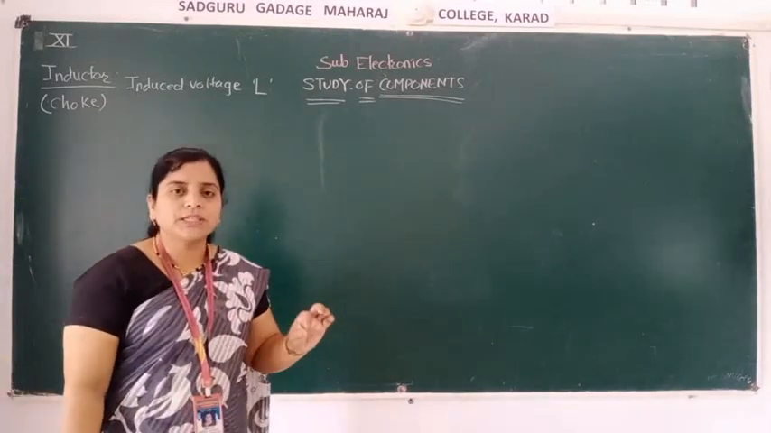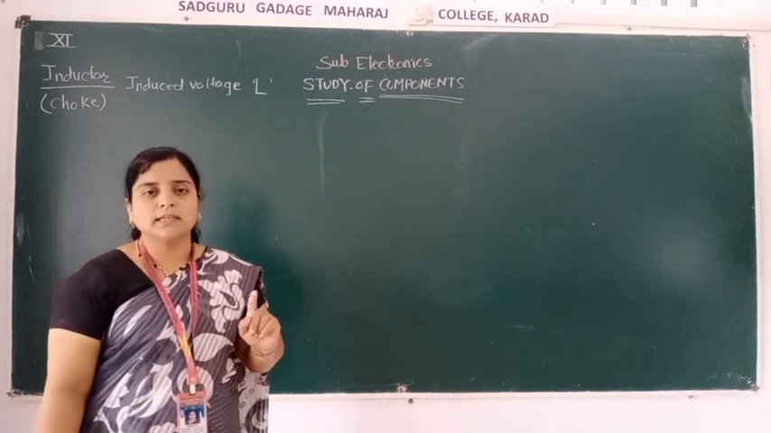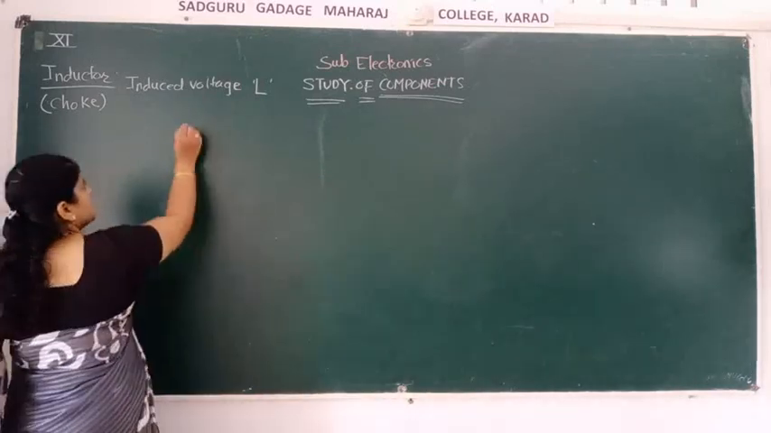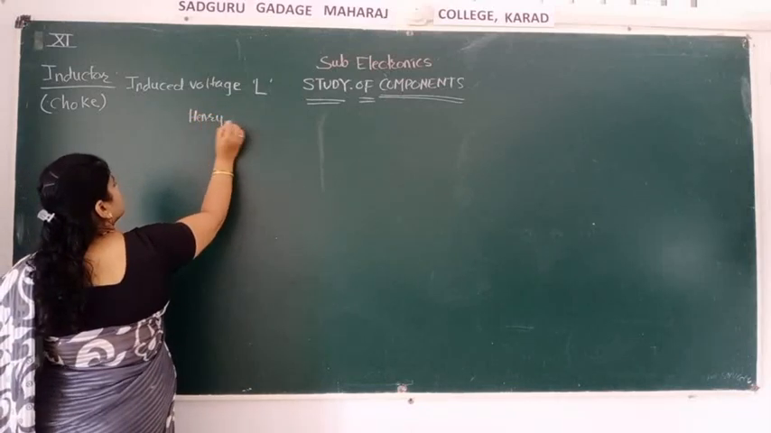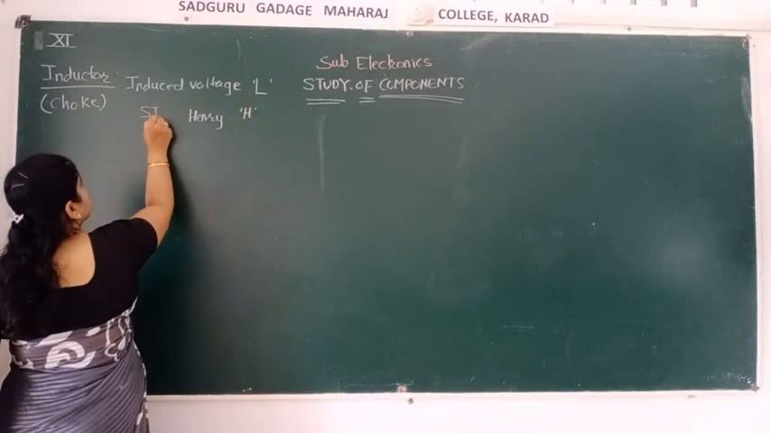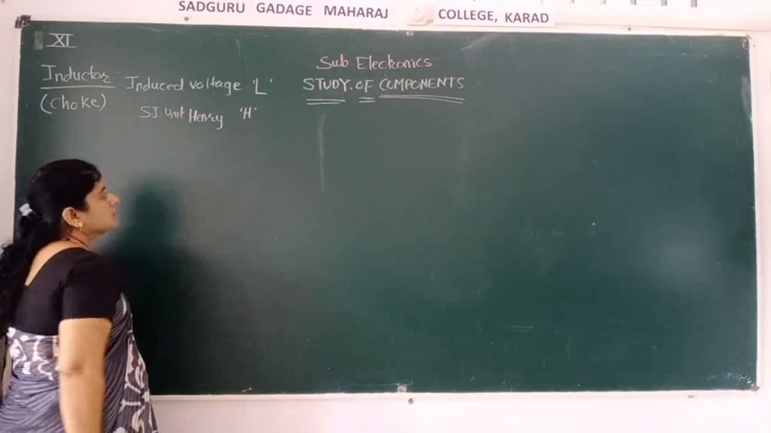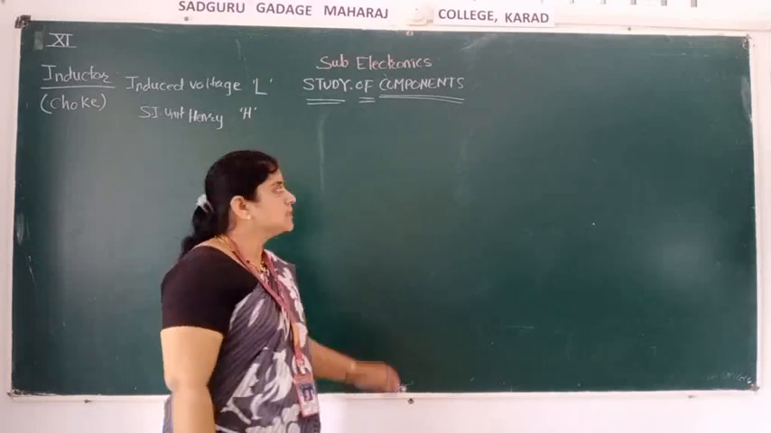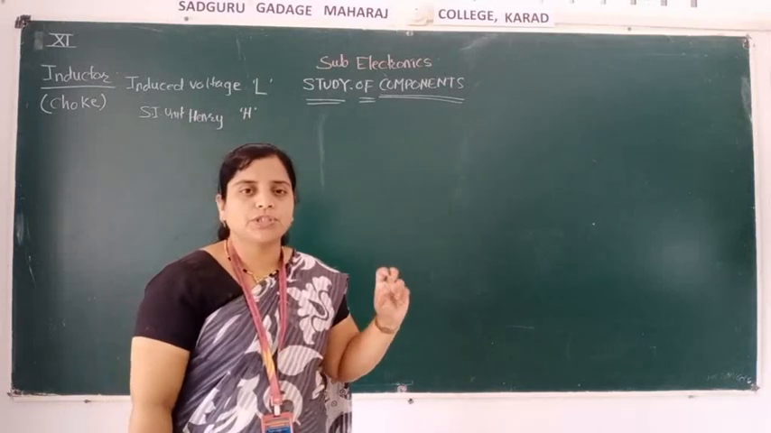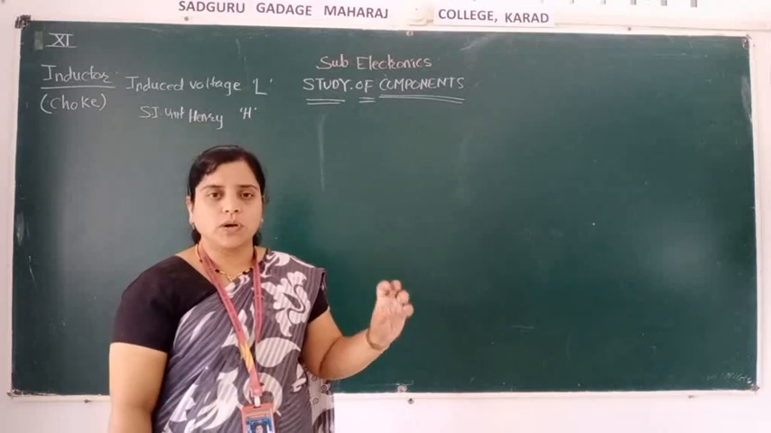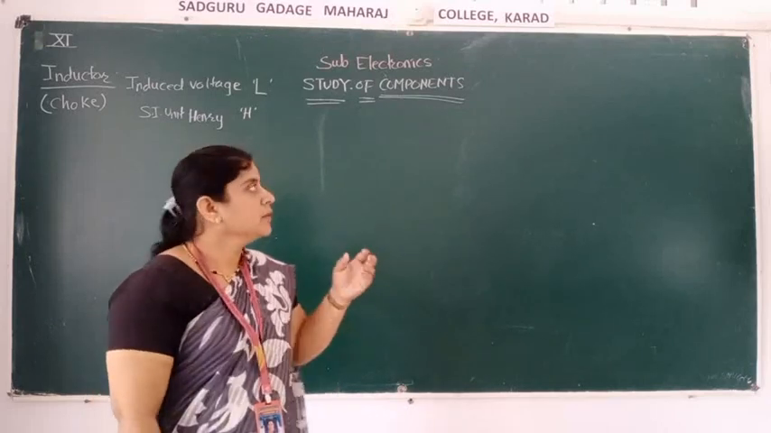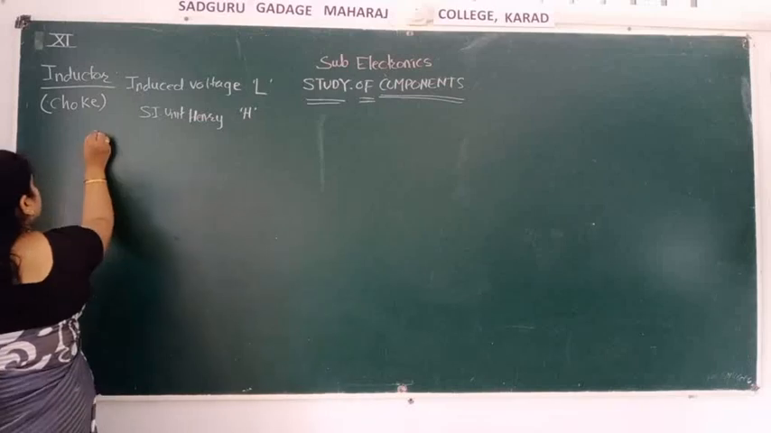The inductor is nothing but something which induces voltage, and its symbol is L. It is measured in Henry, that is capital H. Its SI unit is Henry, and its symbol is capital H. All of you understand what an inductor is? An inductor is nothing but something which induces voltage when current is given. Mostly inductors are used in AC.